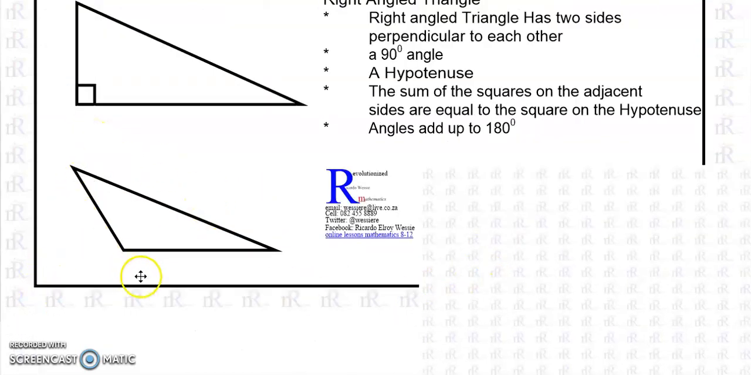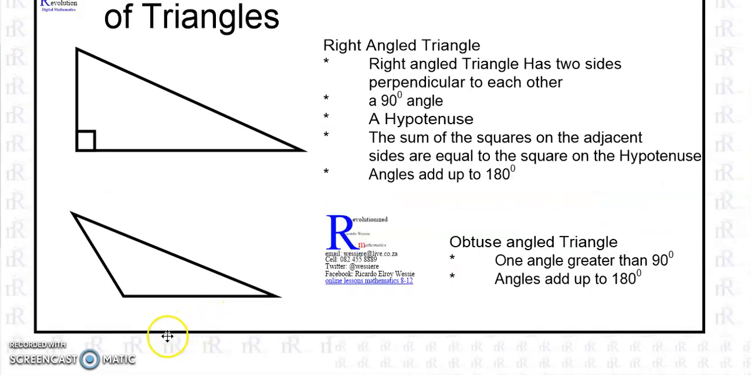Now we get to an obtuse angled triangle. Generally, this means that one of the angles is greater than 90 degrees. What other property do you know of an obtuse angled triangle? Yes, it's a closed shape with 3 sides and 3 vertices. We also know that the angles add up to 180 degrees. So these are the properties that we need to apply for an obtuse angled triangle.